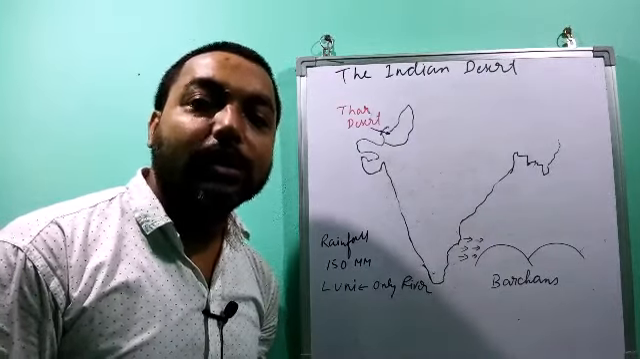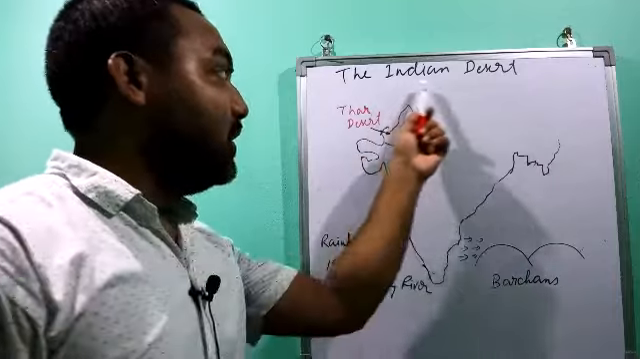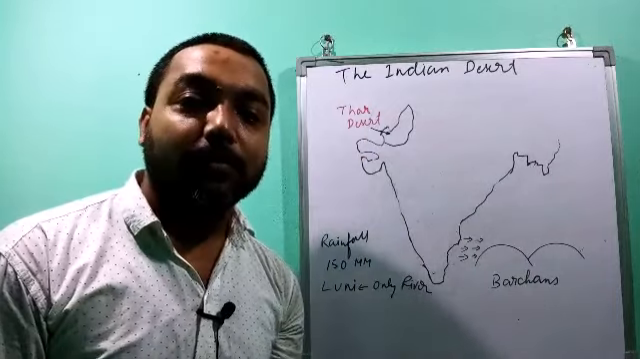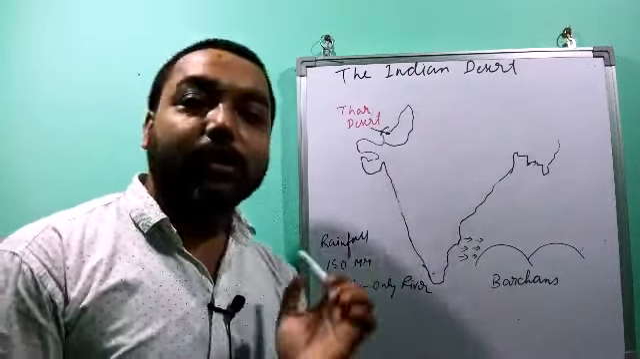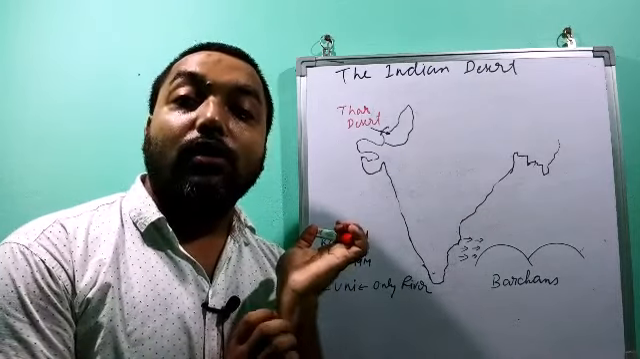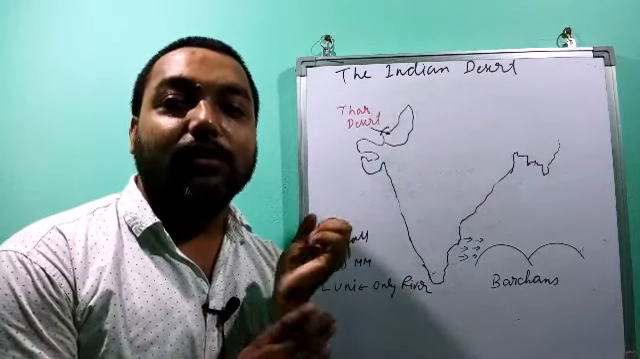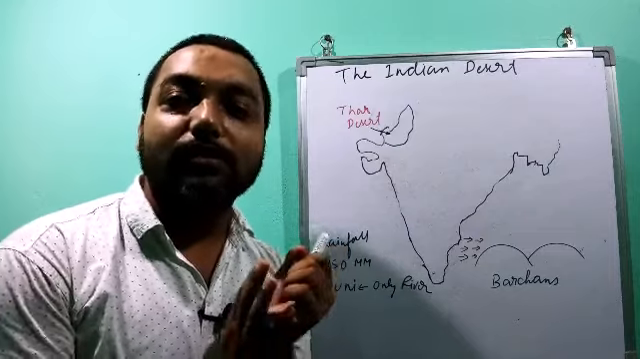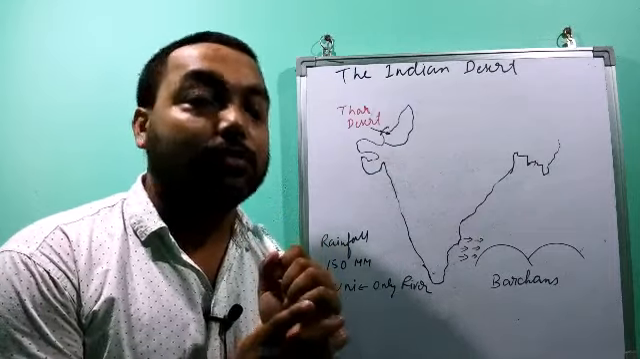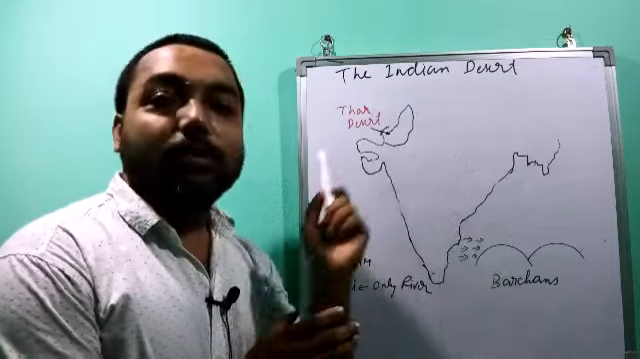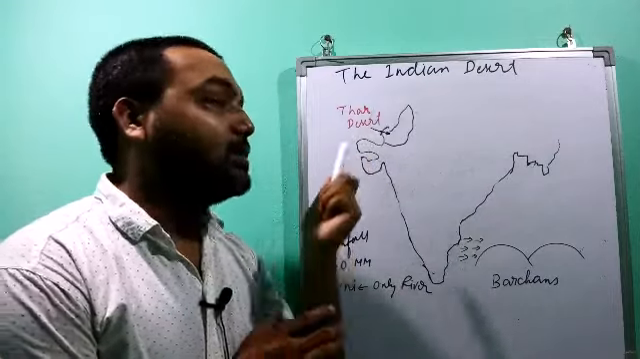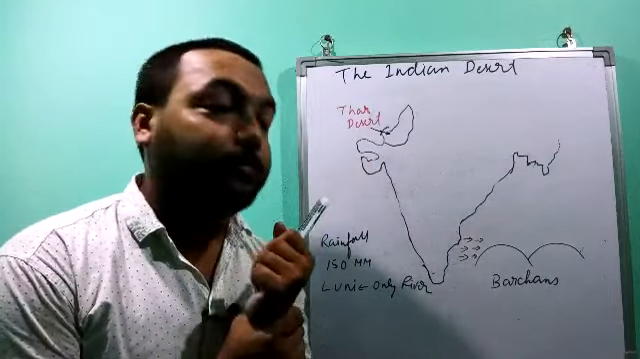So let us come to the next physical feature, that is the Indian desert. The Indian desert is located towards the northwestern part of India, the whole of it in Rajasthan, and some part is found in Gujarat also. This part is known as the Thar desert of India.